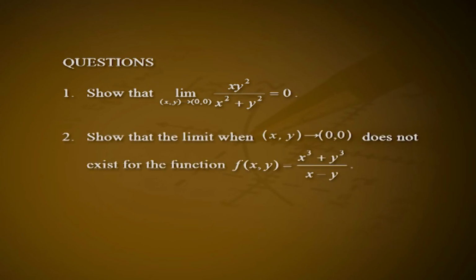Now, we have some questions you may try to work out. First one, show that the limit of xy²/(x² + y²) as (x, y) tends to (0, 0) is equal to 0. Second one, show that the limit when (x, y) tends to (0, 0) does not exist for the function f(x, y) = (x³ + y³)/(x − y).